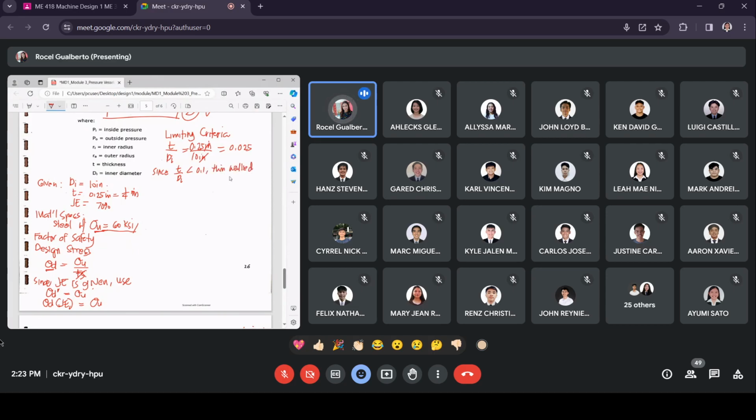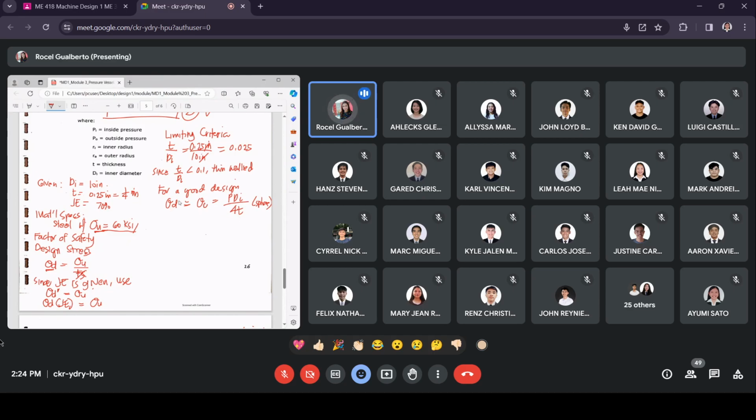Since it is a thin wall, you use the procedure in designing a thin wall vessel. For a good design, you are to equate the design stress to the critical stress. What is the critical stress here? That would be PD over 4t. Why am I using this one? It is because this is a sphere, so it's a spherical vessel. PD over 4t is what we will use.